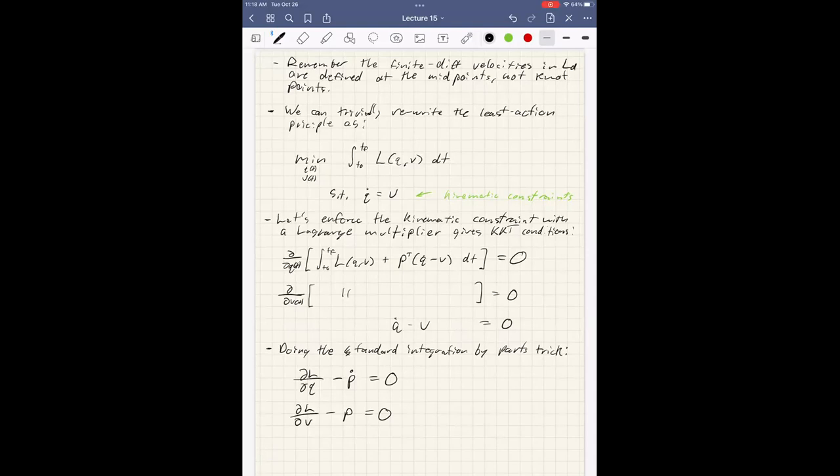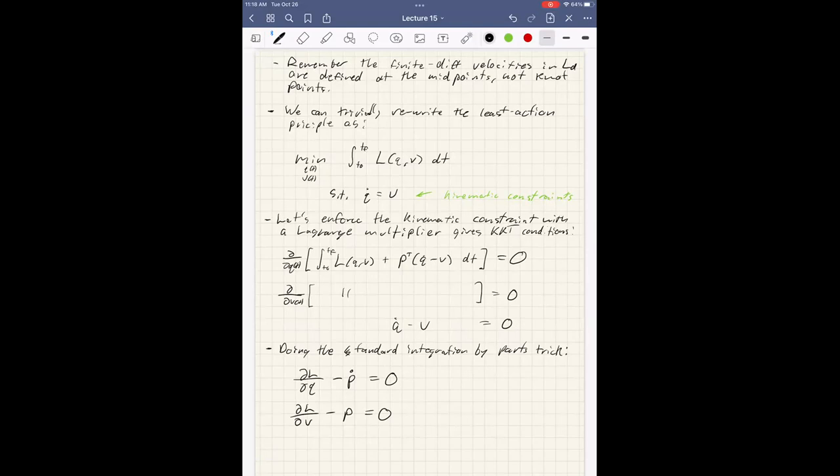So what happens with the constant terms? Anyone remember? So they end up being endpoint terms at the two endpoints at T naught and T final. And we argue that the endpoints are fixed. So those endpoint terms are zero and they drop out. We did this when we did the cable and whatever. I think we did it one other time as well.